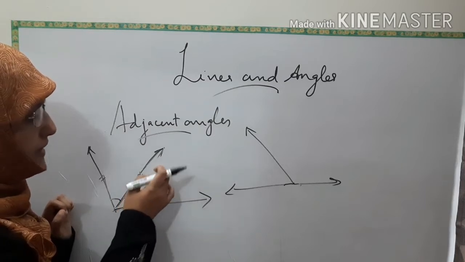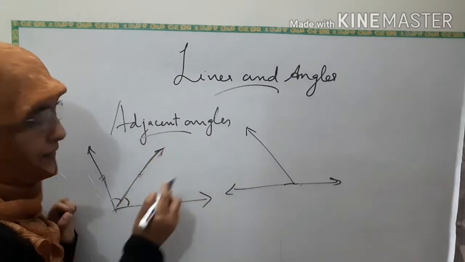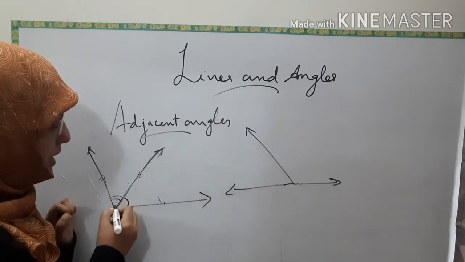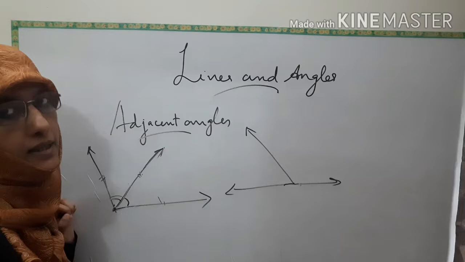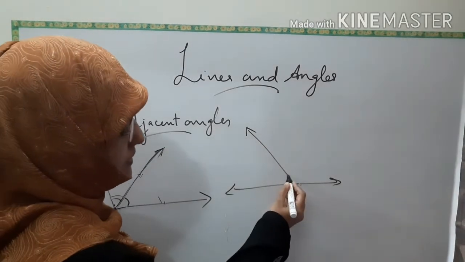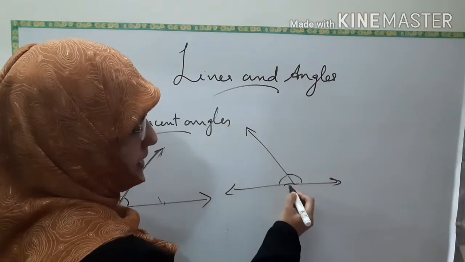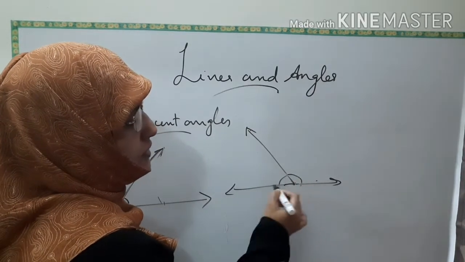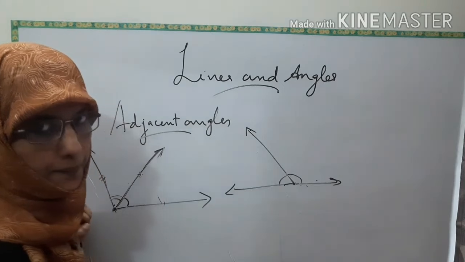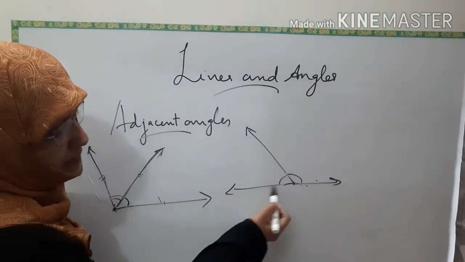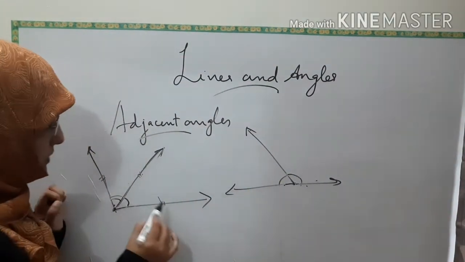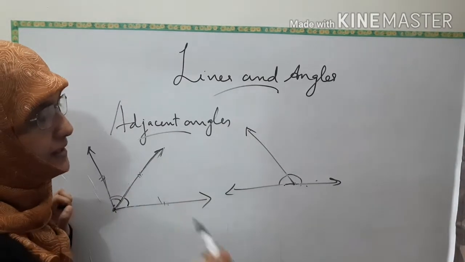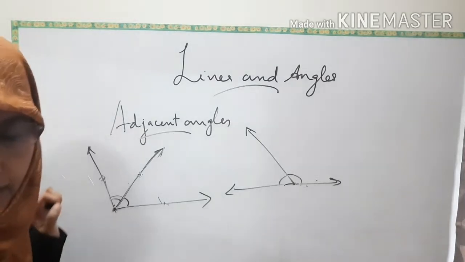So this type of angles are known as adjacent angles. When 2 angles have the same vertex and a common arm, they are adjacent angles. See here also, same way. Two angles are there, common vertex, isn't it? And this arm is common for both the angles. And the other arms are on opposite sides of that. So these type of angles are known as adjacent angles.